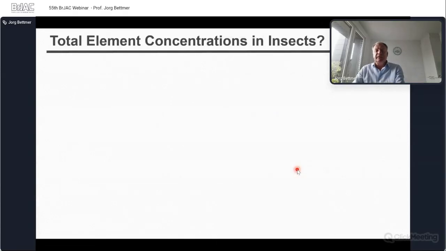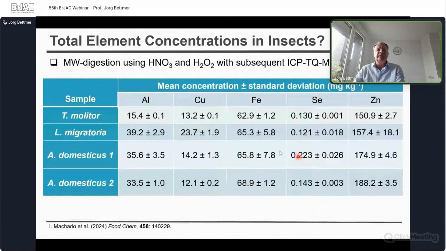Of course, we are more interested in the metal concentration in these insects, and we analyzed 4 different species: the mealworm, the grasshopper, and 2 different species of the crickets. We checked for certain elements using relatively simple microwave digestion, typical for organic or biological materials, with a combination of nitric acid and hydrogen peroxide, and then analyzed by ICP triple quadrupole MS.